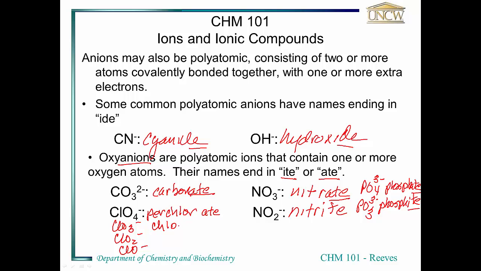Down from perchlorate is chlorate. We drop the prefix. Below that is chlorite. There's the ATE, ITE thing again. And the polyatomic with the lowest oxygen count is hypochlorite. So when you have oxyions containing a halogen, because there are 4 possibilities, you need a prefix as well as a suffix so you can distinguish all 4.